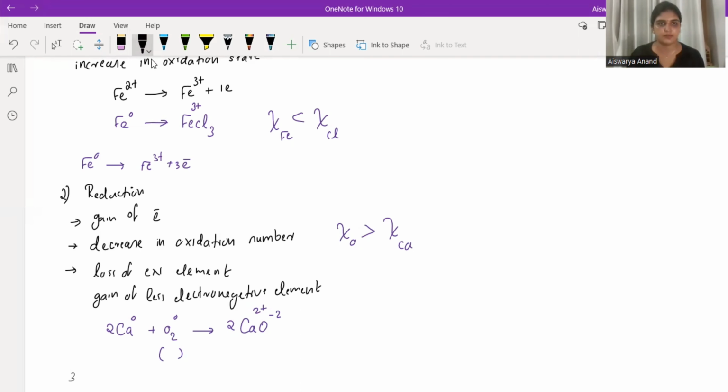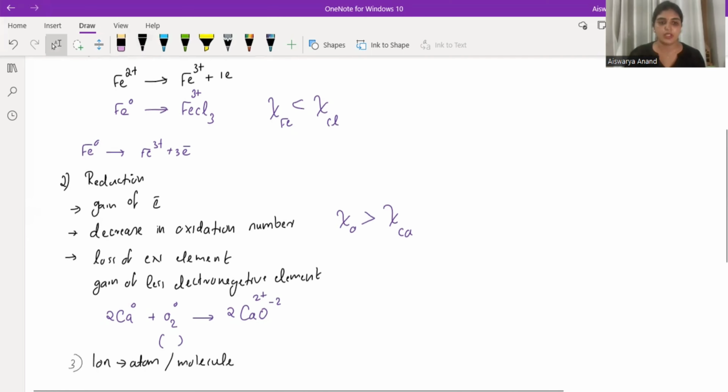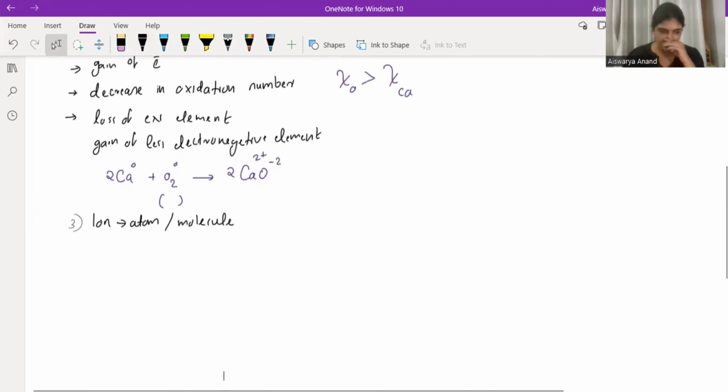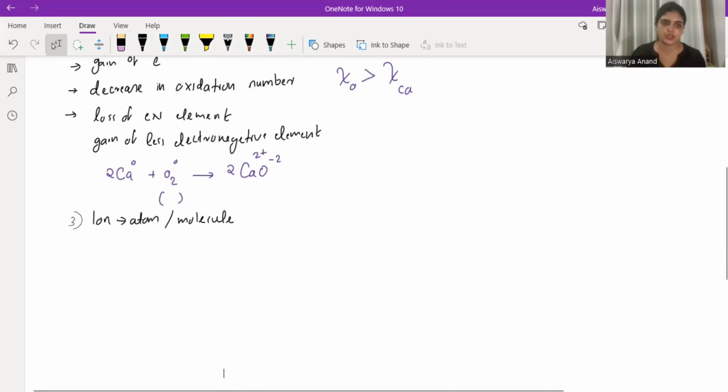The next term would be ion. It could be an atom or a molecule. Now, what is an ion? An ion is something which has a charge, right?